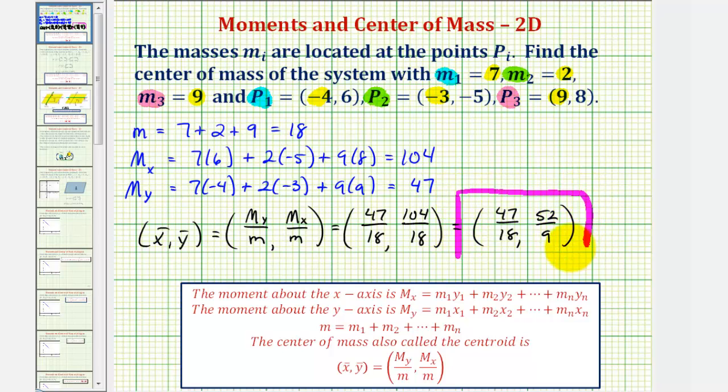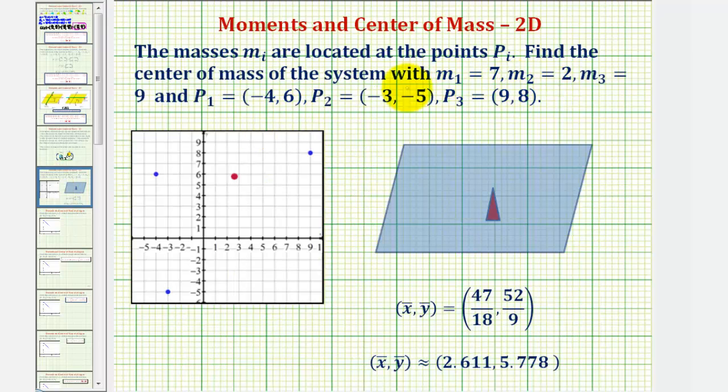Let's view the results of this on the coordinate plane. So if we put these masses on the coordinate plane, their locations would be at these 3 points. And we found the center of mass to be this point here, where if we convert these to decimals, these would be the approximate values, and therefore the center of mass of this system would be at this location here, which means at this point the system would balance if we put a fulcrum at that point.